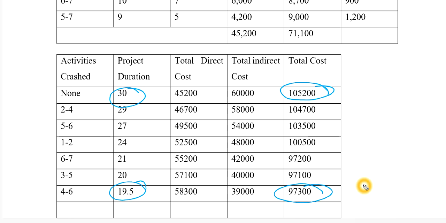And if you see the last 2 points, the cost here is 97,100, but here the cost is 97,300. But the time is more here and less here. So it is up to the manager whether he wants the cost to be the minimum or the time to be the minimum. So it depends on his own discretion. So we are done with the question. Thank you very much.